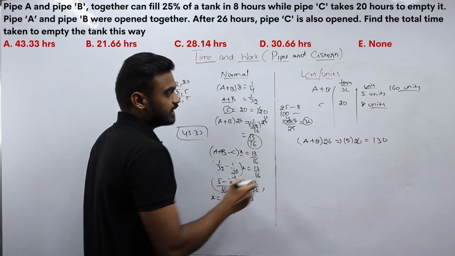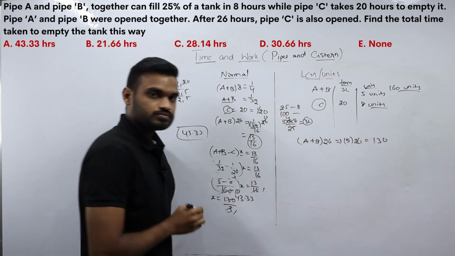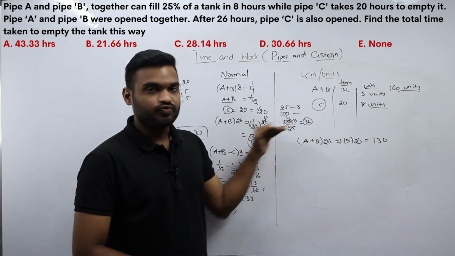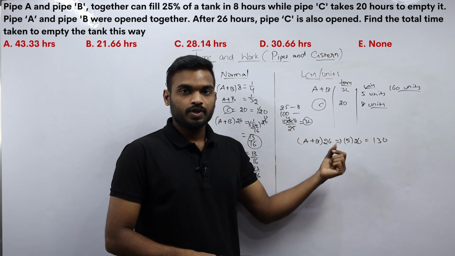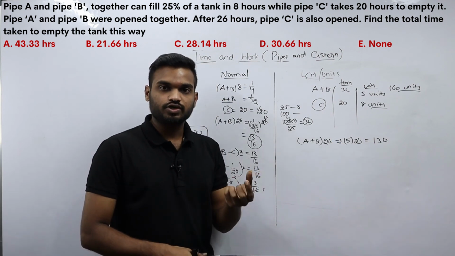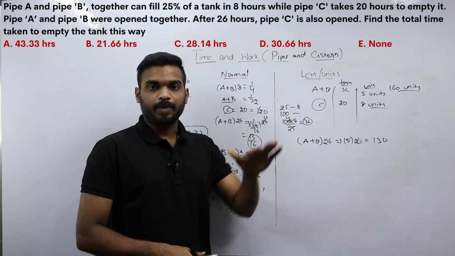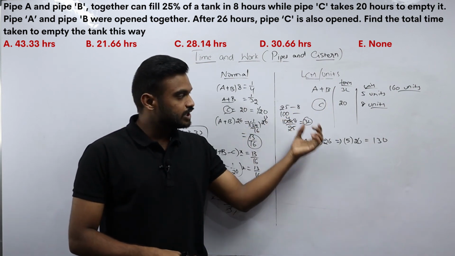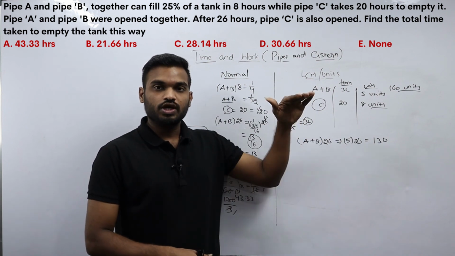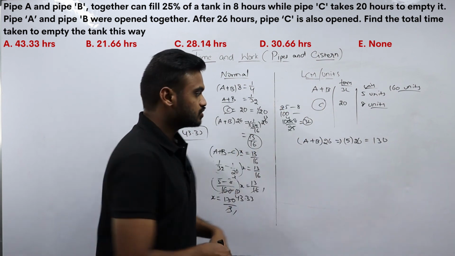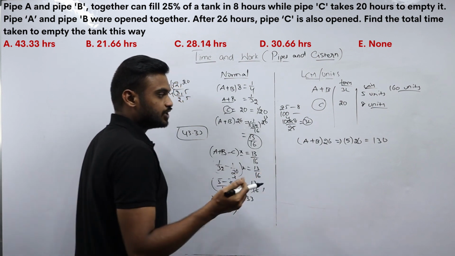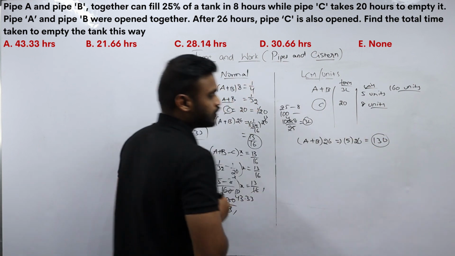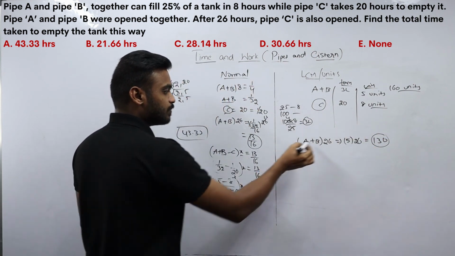So after 26 hours, they have opened C also. Now they all need to finish this 130 units of work, because up to 26 hours, only 130 units of work is done. I mean 130 parts of the tank is completed. So they need to empty the tank, that is only 130 parts of the tank, right? So after 26 hours, they need to empty only what is the work done up to then, that is 130 units of work. So per hour, what is the efficiency of A plus B minus C?